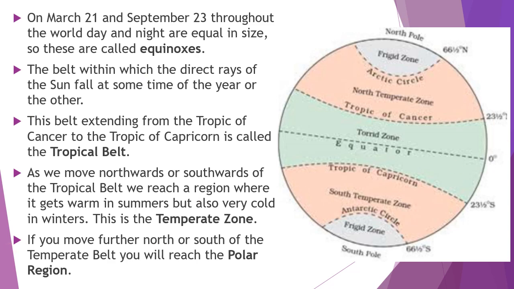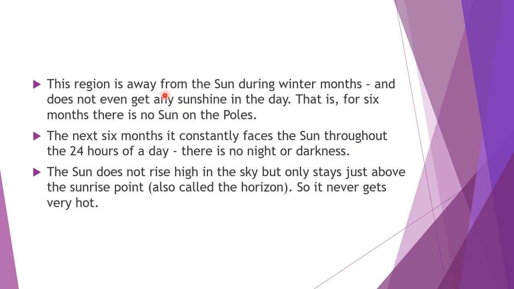And this region is away from the sun during winter months and does not even get any sunshine in the day. That is, for 6 months there is no sun on the poles. Actually, on the poles, polar region, 6 months as the position of the sun, you can see that position of the earth. 6 months the northern hemisphere is totally far away from the sun. And at that time, month of the December, you know, we are getting the winter.